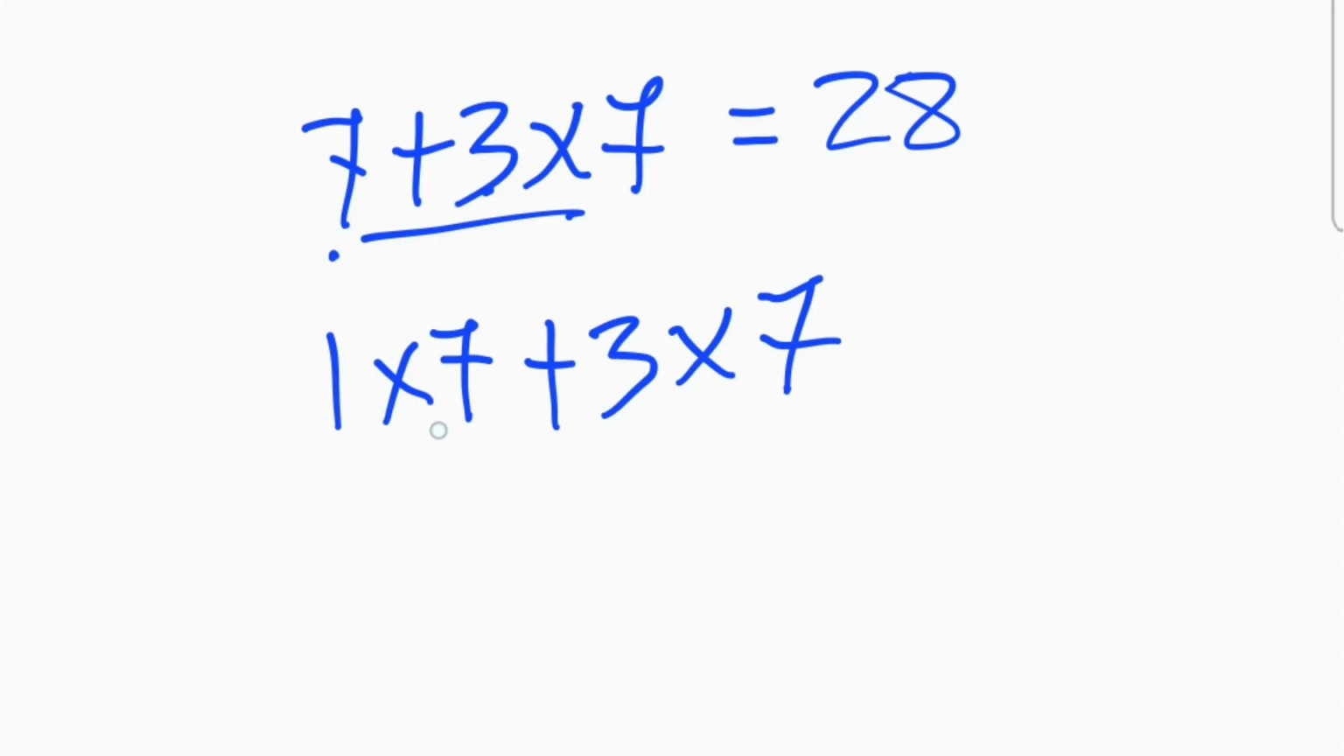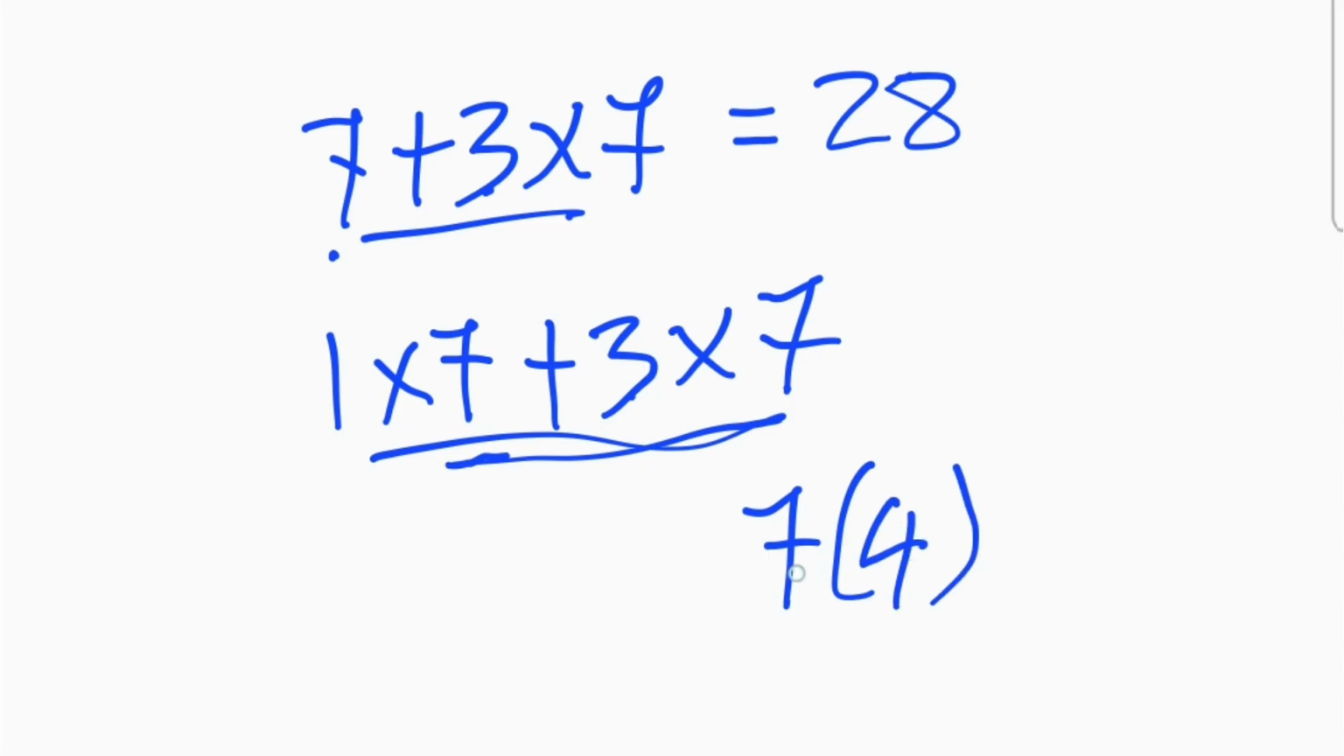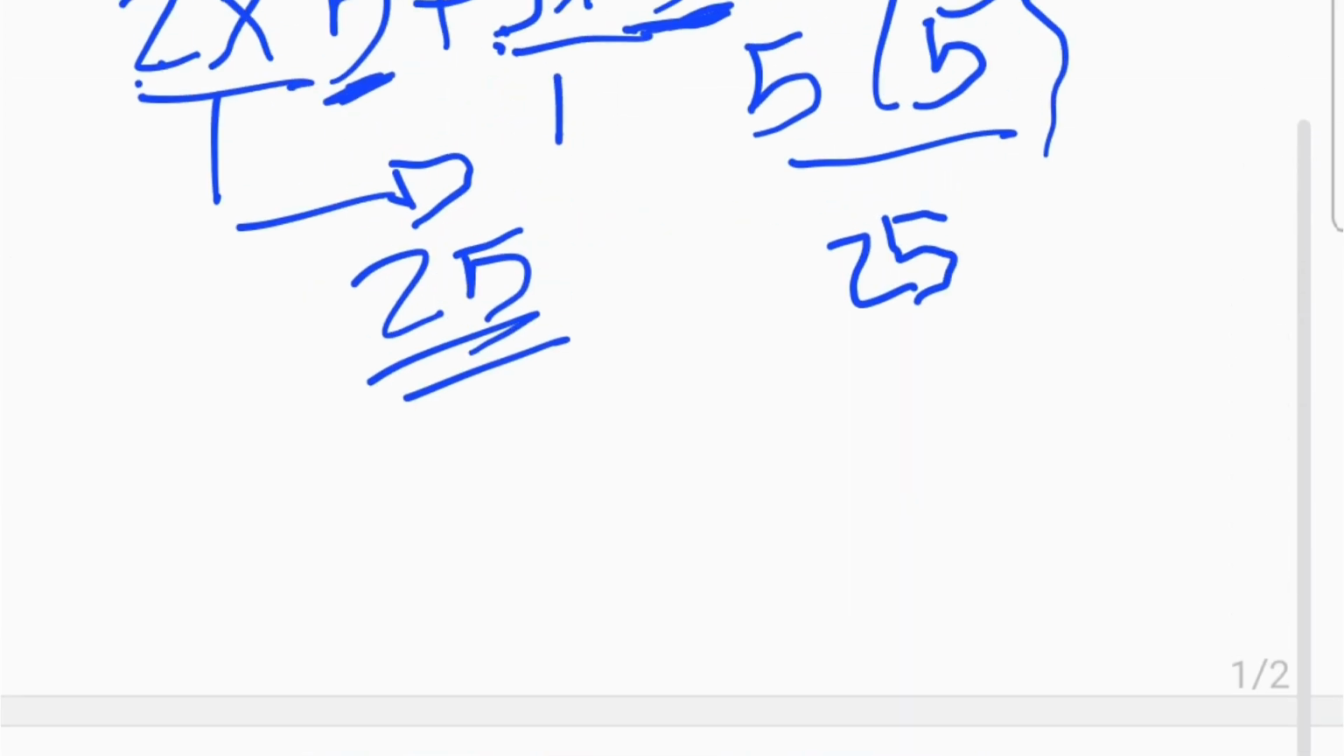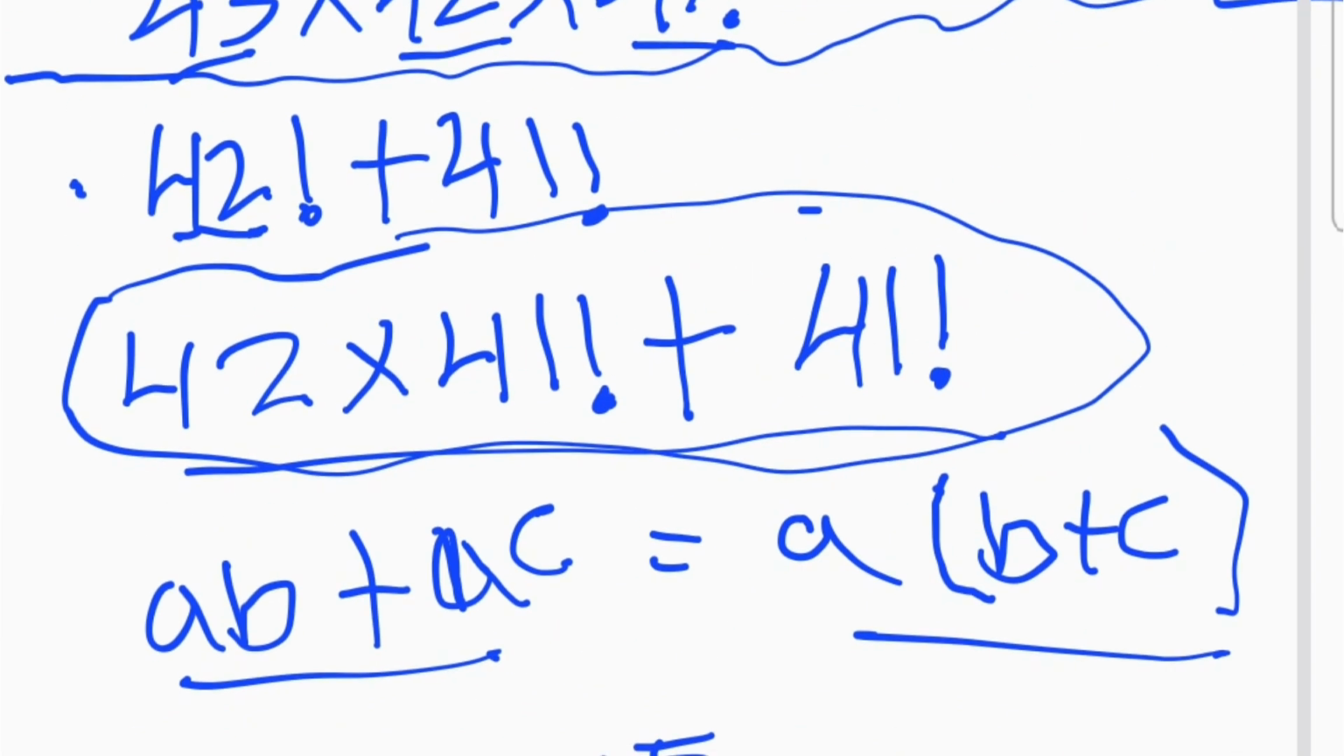So in the distributive property we have 7 times the sum of 3 and 1, which is 4. So 7 times 4 is equal to 28. So this is what the invisible one means. So you have to understand this term first in order to solve this equation.